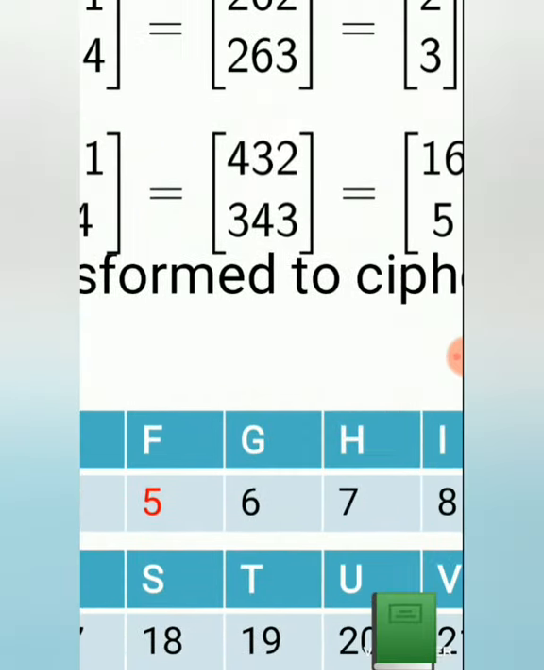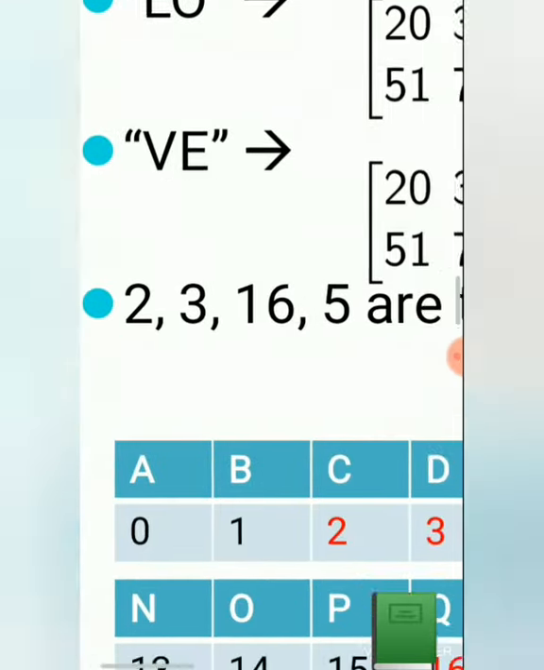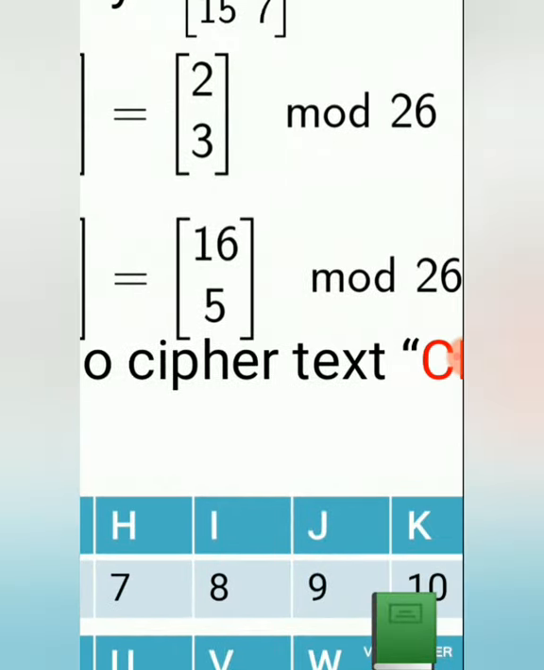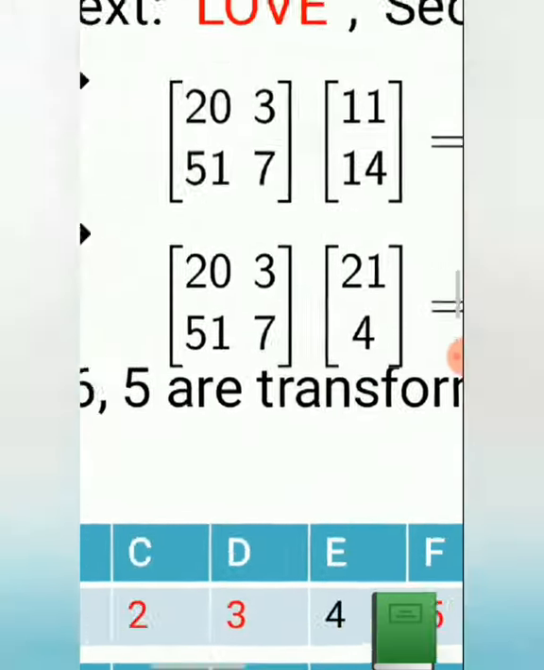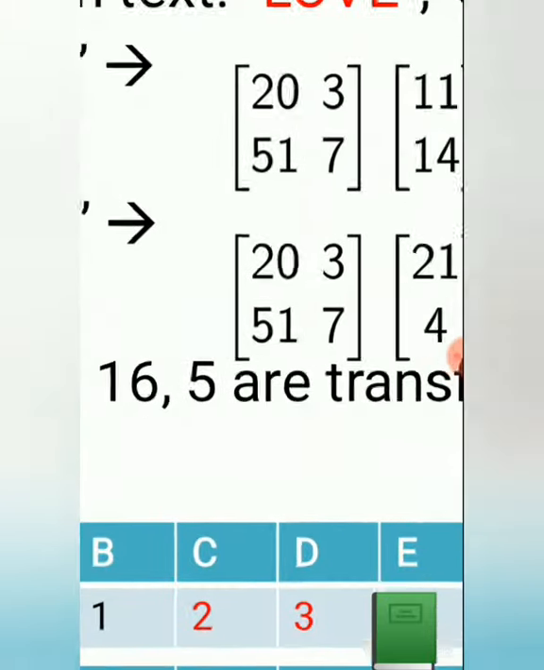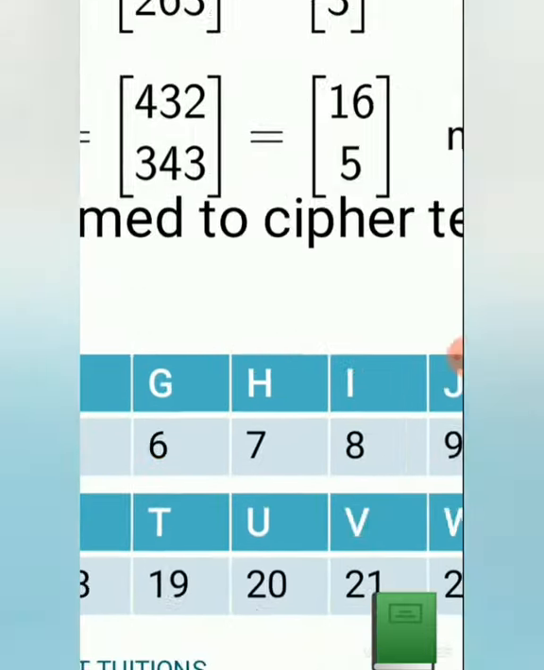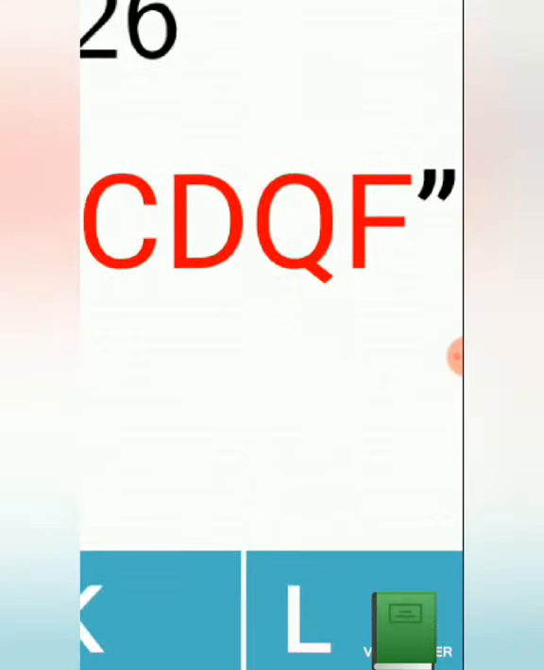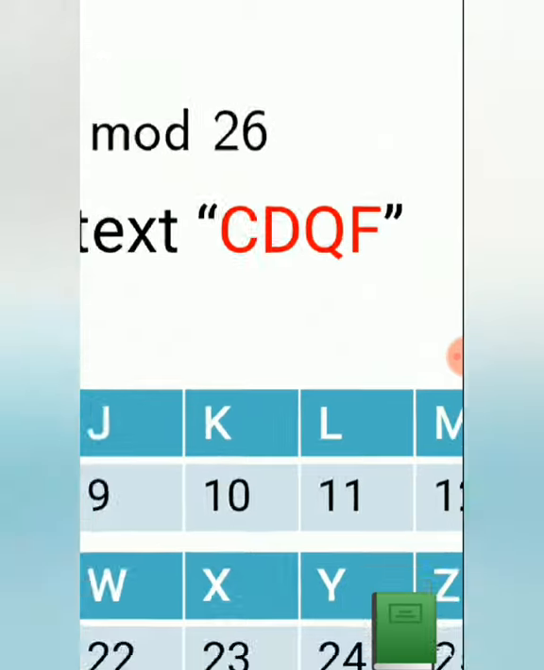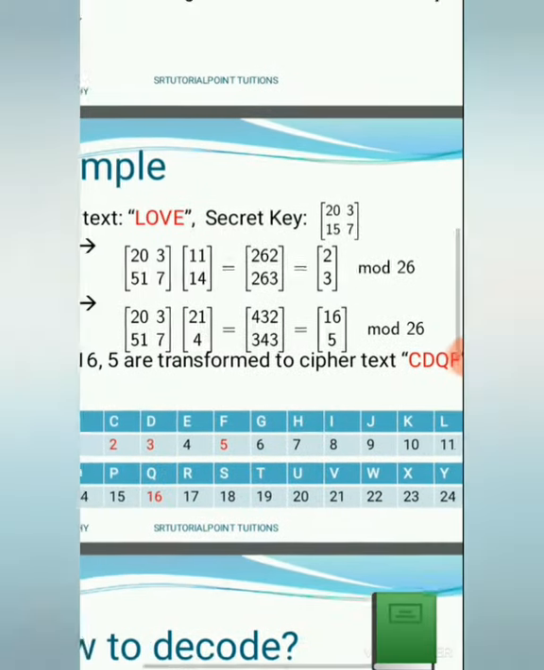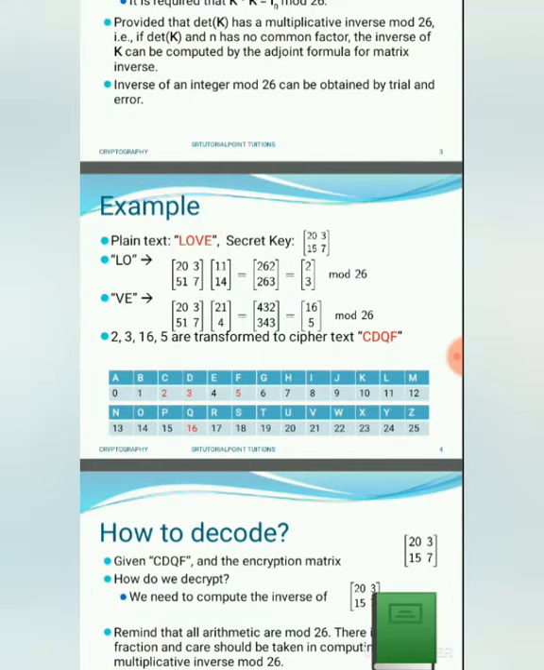See, the value 2 is assigned to C, so take the letter C. Then the value 3 is assigned to the letter D. 16 is assigned to Q, so take that letter Q and substitute here. Then finally, 5 is assigned to F. Take that letter and substitute here. These letters are said to be the cipher text. This is how the encryption process takes place.